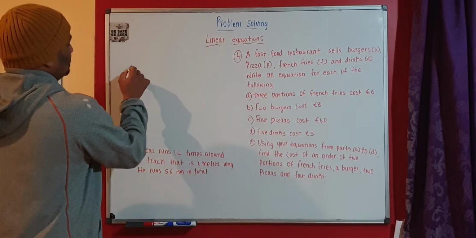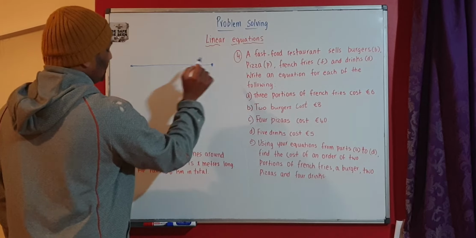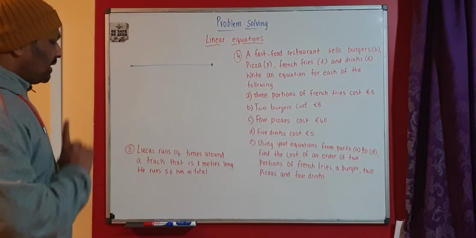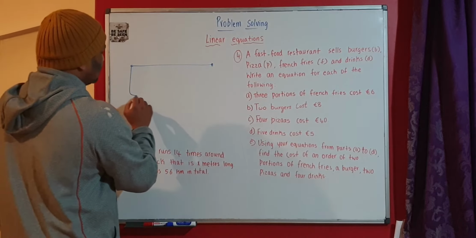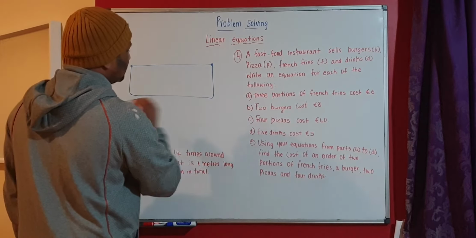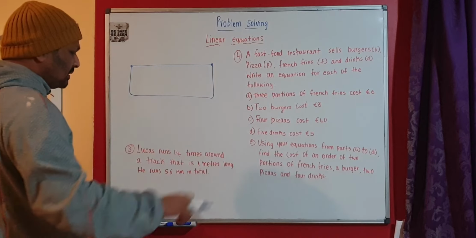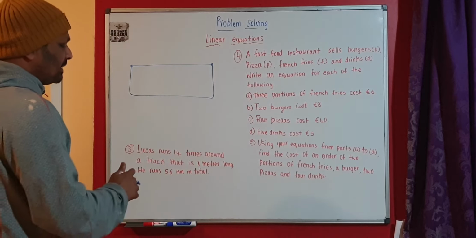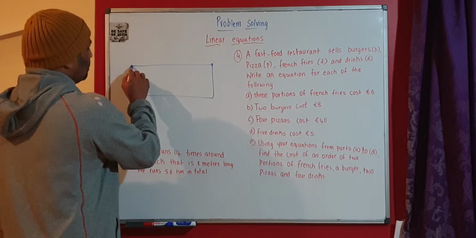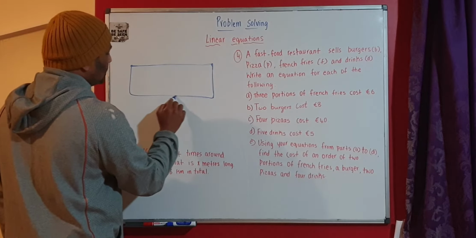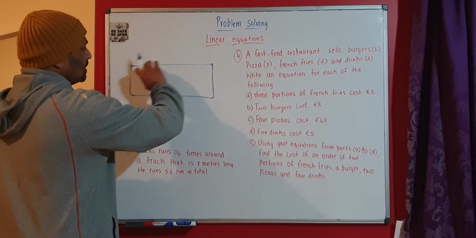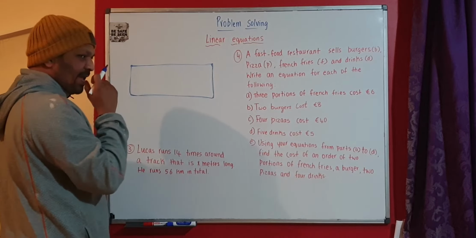So there is a track, something like this. He ran 14 times around a track. Since it is given as a track, let's draw it as a rectangular track. 14 times around a track that is x meters long. So what is x meters long? From here to here to here to here it is x. That is, the total perimeter of the track is x.